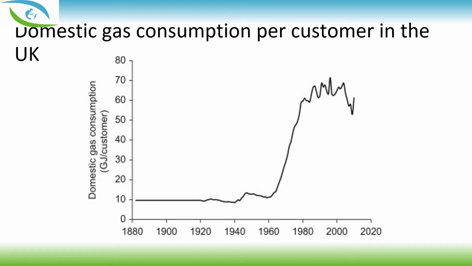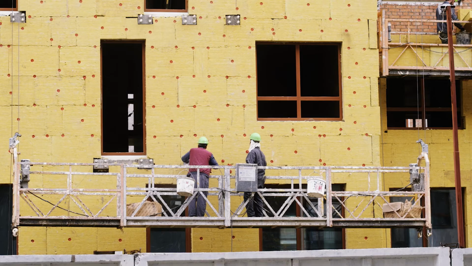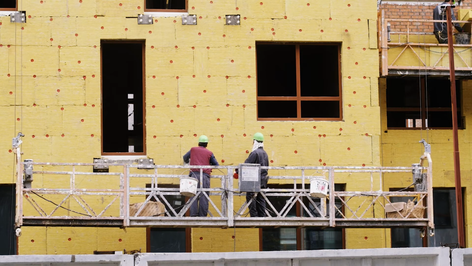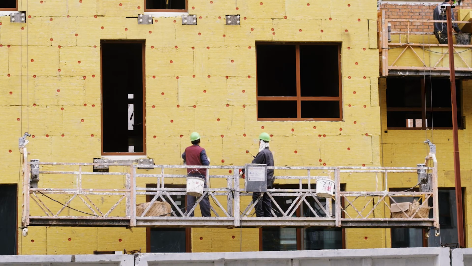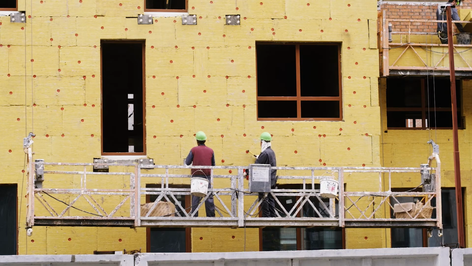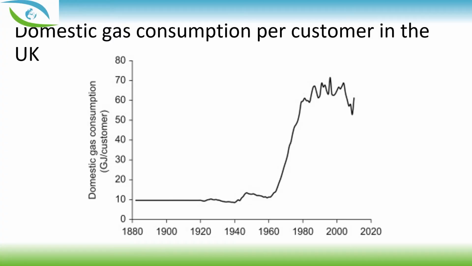Since then, the figures per customer have fluctuated between 50 and 70 gigajoules each. Changes in consumption have occurred. This is partly due to changes in heating technology, such as more efficient boilers and better heating controls, changes in behaviour, changes in the housing stock with improved insulation, changing demographics and work patterns, and the changing climate.